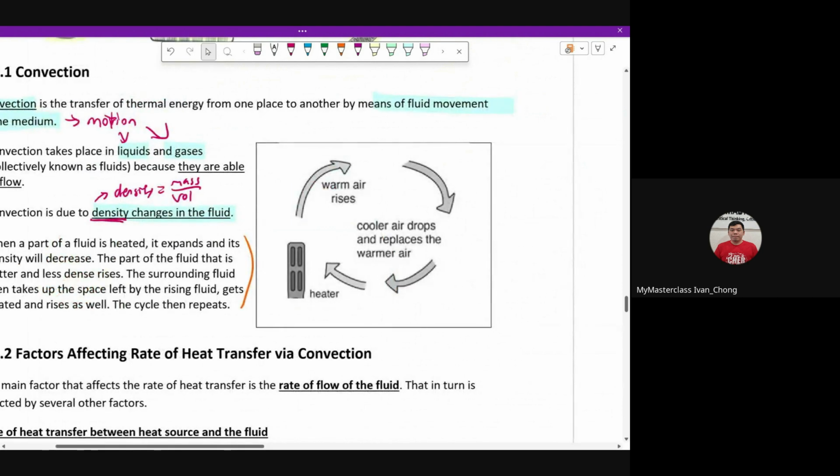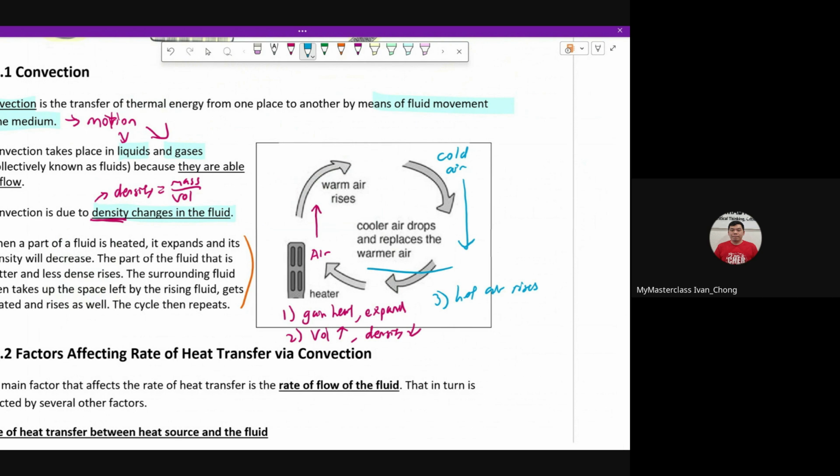First thing, you have this heater over here. So what happens is that the air here will gain heat. Okay, so number one, you gain heat. So when you gain heat, what happens? You will expand. Volume increases, and your density decreases. So when density decreases, your hot air rises. Okay, so when your hot air rises, what happens? Cold air, which is now denser, will sink down and they will actually come and replace it.